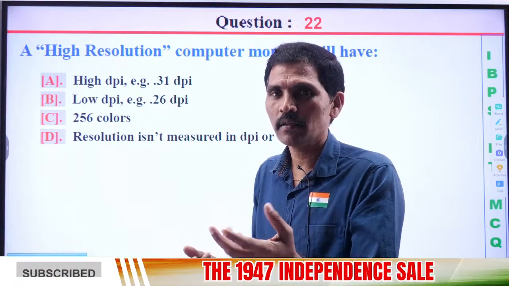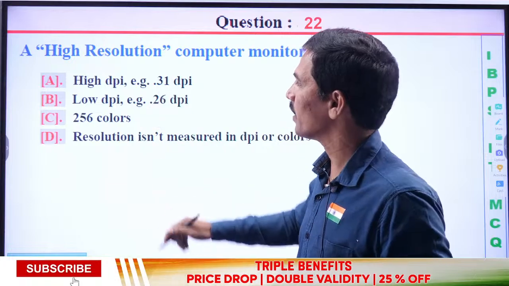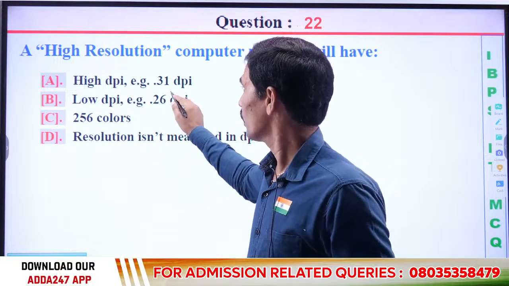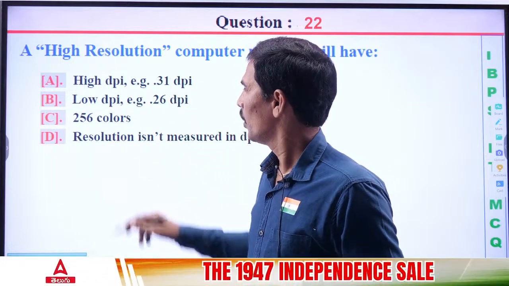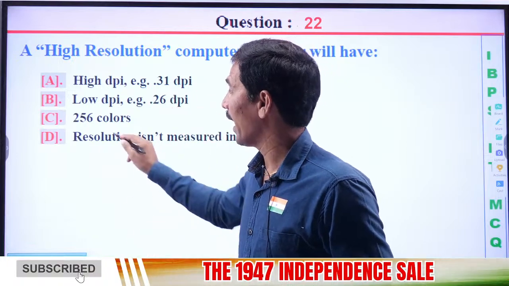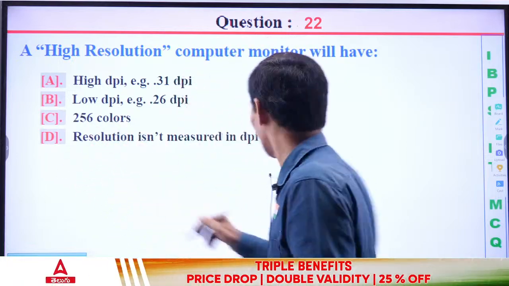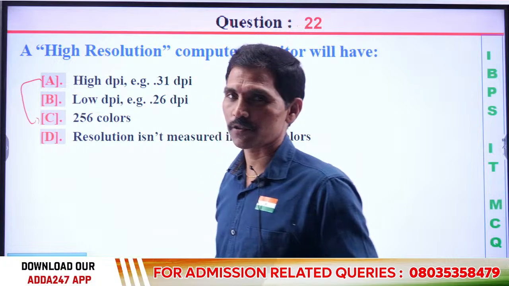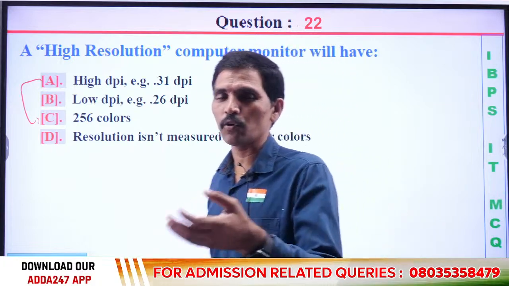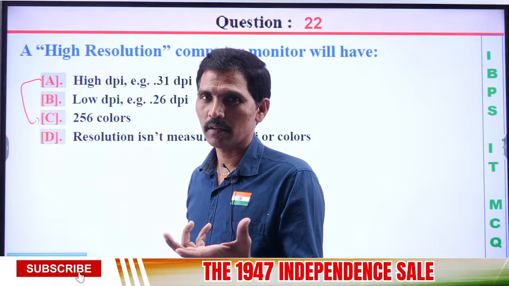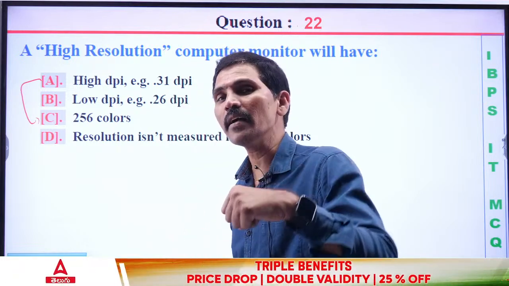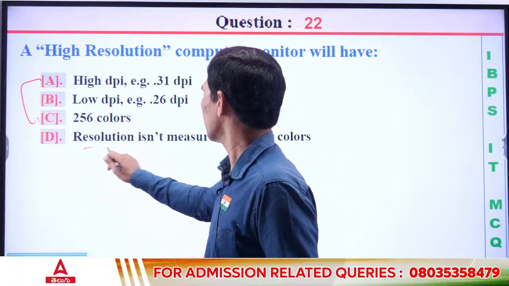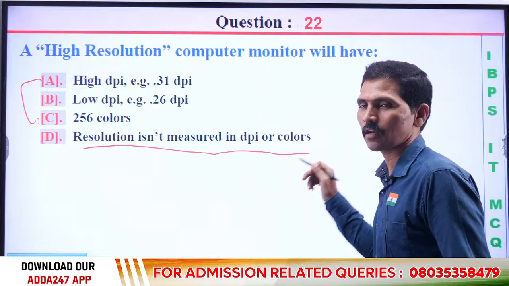Fewer dots, less resolution. So here they are giving high dots per inch. Now 31 dots per inch is low dots per inch, and 256 colors. We may get confused between these two things. 256 color, 32-bit color, 16-bit color concepts will be there, but they do not decide the resolution of the screen. The resolution is not measured in colors.